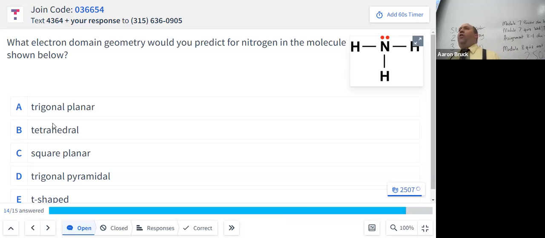Remember, all that domain geometry tells us is what shape we are starting from. We aren't evaluating any differences between bonding and non-bonding yet. What shape are we starting from? So with a steric number of 4, we're starting from the tetrahedral geometry.